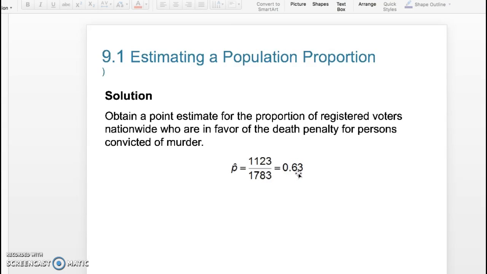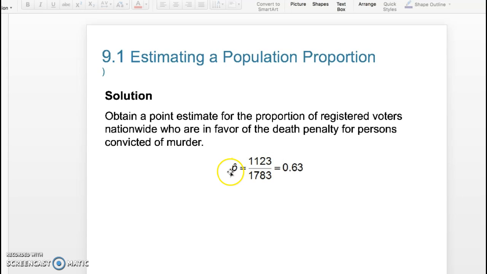So I could estimate that 63% of my voters nationwide might feel similarly. Now, 63% of my sample doesn't mean that exactly 63% of my population are going to feel the same way. This is just an estimate. If I were to even obtain a sample of 1,783 other voters, I would not be getting this 1,123 yeses again. I would probably get something different.